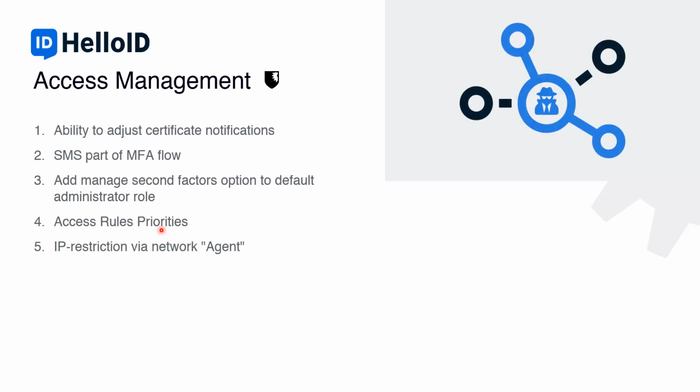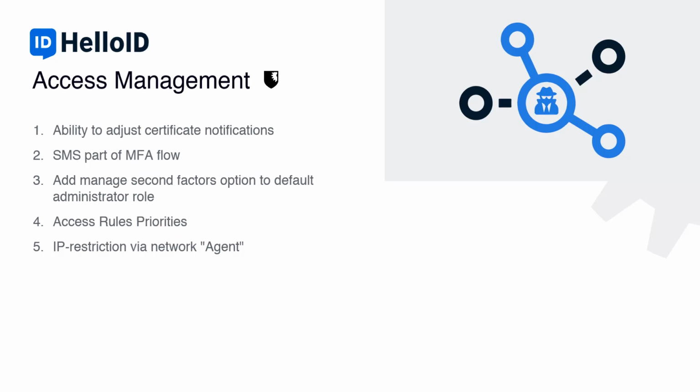Last item for access management: you could already set an IP restriction. So you can, for example, apply a 2-factor or a non-2-factor if you're in the office, and exclude that on IP address. But if the office IP address was changing, you constantly had to update your access rules. Now you can automatically maintain that via the agent IP address, because it's already available in HelloID, but now it's also being used in the access rules. I will demo this as well.